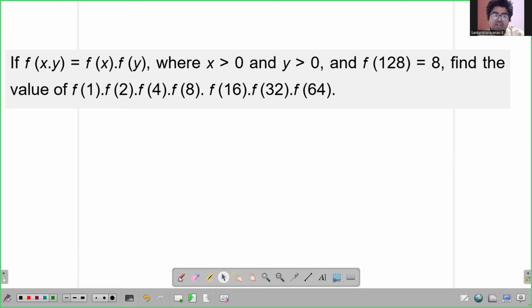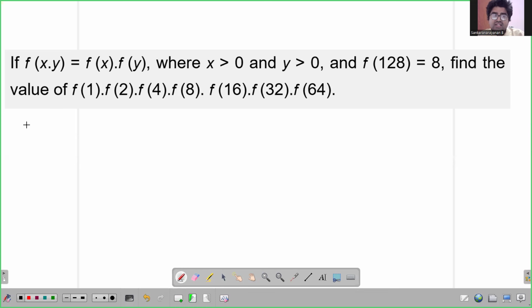Take a look at the question now. It's given f of x into y is equal to f of x into f of y, given x is greater than 0, y is greater than 0. Also, it's given f of 128 is equal to 8. You are asked to find what is f of 1 into f of 2 into f of 4 into f of 8 into f of 16 into f of 32 into f of 64.